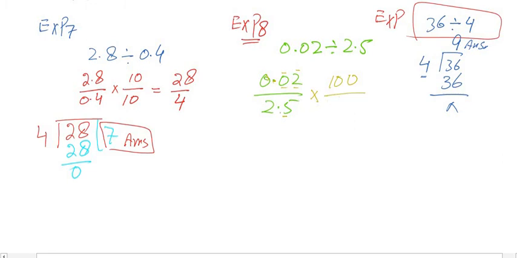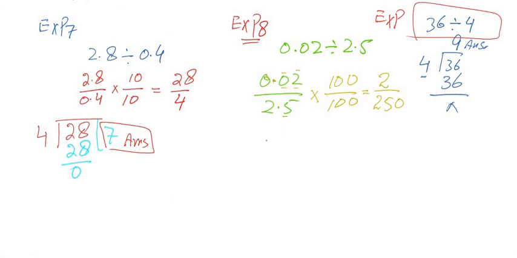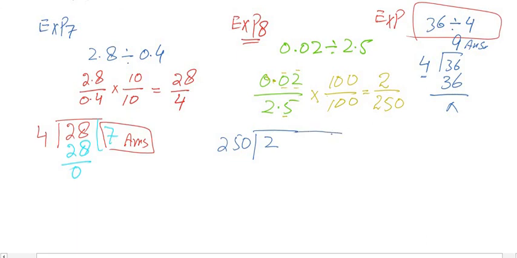How can we change a decimal to a whole number or fraction? Now here we multiply both up and down by 100. When you multiply, the numerator becomes 2, and the denominator becomes 250. Now simplify it. 2 over 250. Now it's a very interesting question. If you see, 2 is a very small number compared to 250.